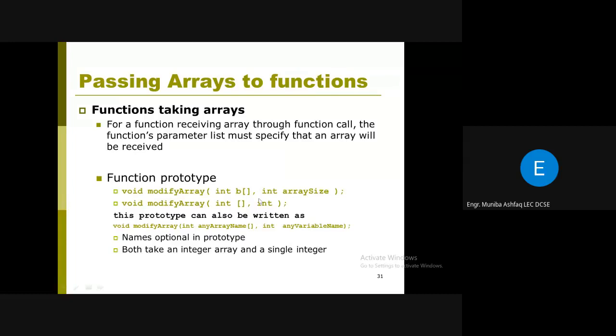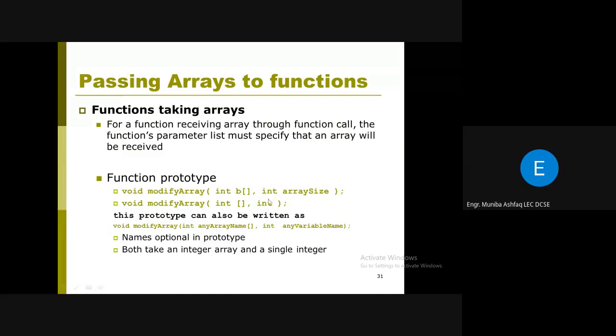Array size, right? You can also write the same without using these names. Array name here is b and variable name here is array size. So this is a function prototype in which array names and variable names are not necessary, but the data type is a must, right? We cannot skip the data type. We have to write the data type here, and then we can skip the variable name. But in order to show that this is an array, we have to write the square bracket.